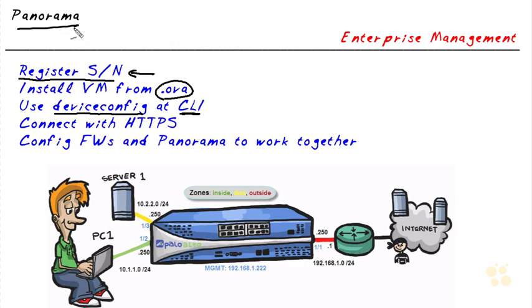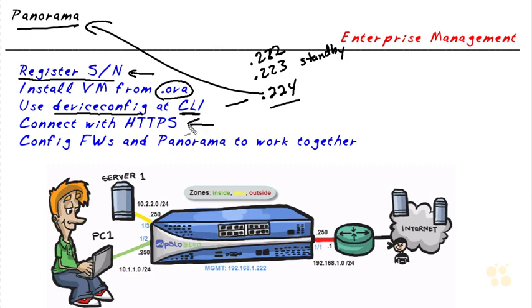And for Panorama, we're going to give it the IP address for management of .224 on our 192.168.1 network. So just as a reminder, we have .222, which is our first and primary firewall. And then we have .223, which is our standby unit. Then we have .224, which is Panorama. And then all we do is simply connect via HTTPS to that IP address.